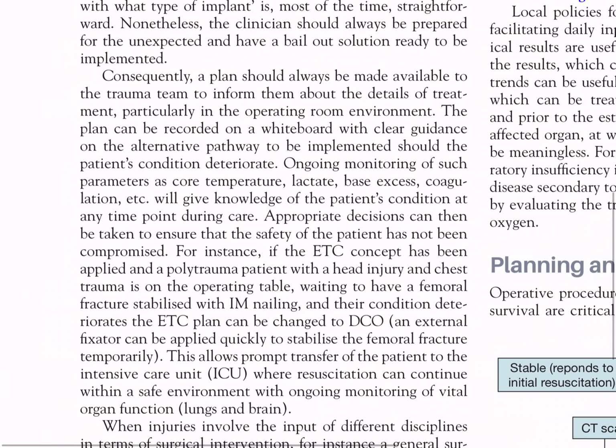Consequently, a plan should always be made available to the trauma team to inform them about the details of treatment, particularly in the operating room environment. The plan can be recorded on a whiteboard with clear guidance on the alternative pathway to be implemented should the patient's condition deteriorate. Ongoing monitoring of parameters such as core temperature, lactate, base excess, coagulation, etc. will give knowledge of the patient's condition at any time point during care. Appropriate decisions can then be taken to ensure that the safety of the patient has not been compromised.